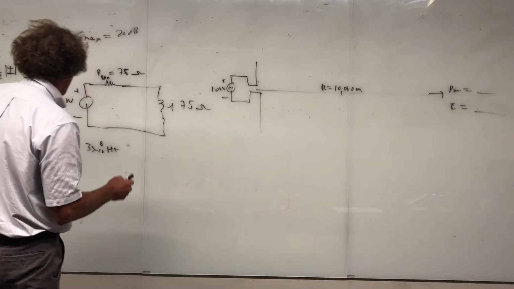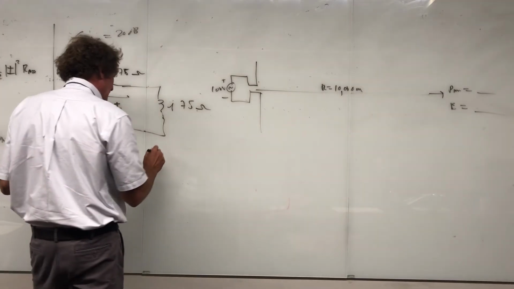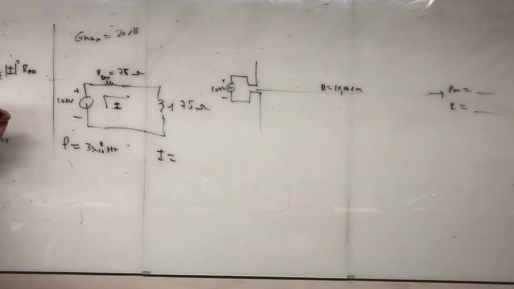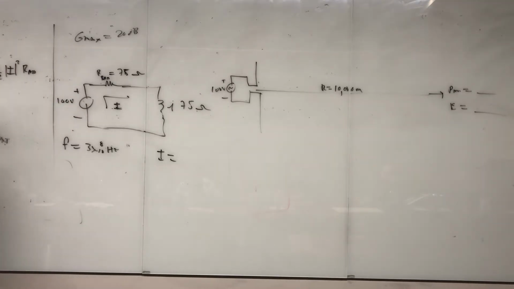Now take a look. What is I going to be? And this is going to be I peak. It's as easy as it looks. It would be 100 over 75 plus j75. Do you all agree with me? So what is that going to be? 100 over root 2 times 75. And you've got a phase angle there, but that gets thrown out.